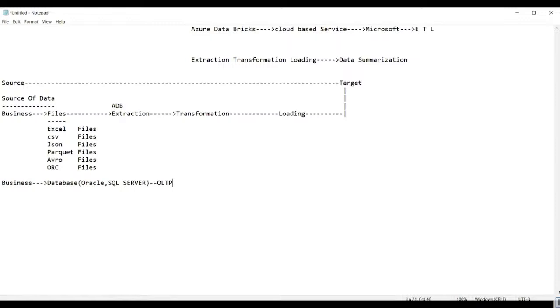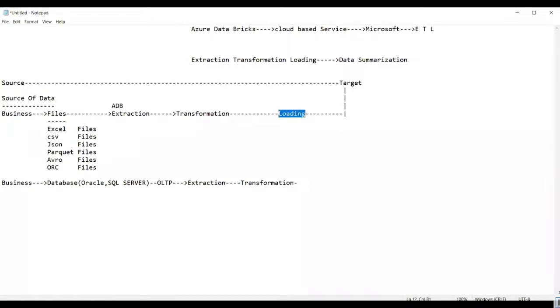So now, guys, ultimately from this database, we pull in the data again by using the same process. Extraction will be done. That means using ADB, we extract the data. Once the data is extracted, we perform the transformation on the data. Transformation is the actual process of data summarization or loading the data as per the requirement of the client.